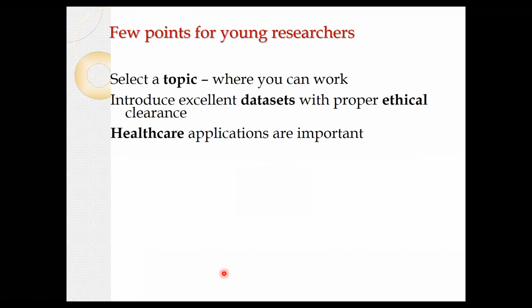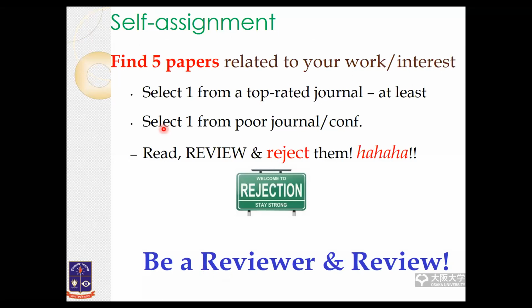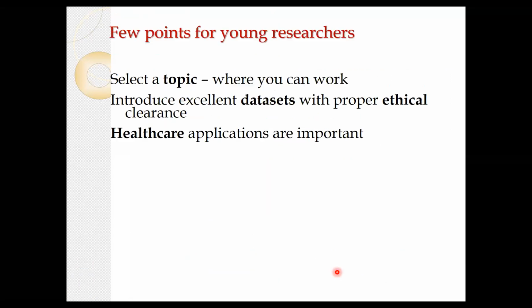What is the meaning of self-assignment? You find 5 papers related to your work or interest, select one from the topmost journals and one from a poor, rubbish, fake journal or conference, and 2-3 others from average ones. You read, review, and reject them. When you reject, you need to find the genuine rationale to reject a paper. In that case, you can find many mistakes. If you know another person's mistakes, then hopefully you will not make the same mistake in your work. So this is very important as well. Be a reviewer and review other papers so that you can learn.